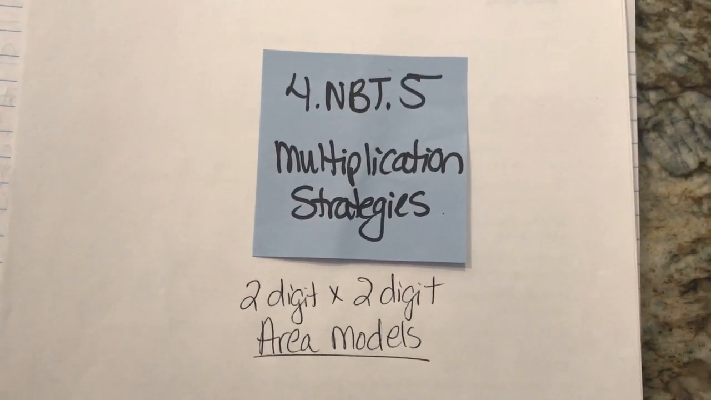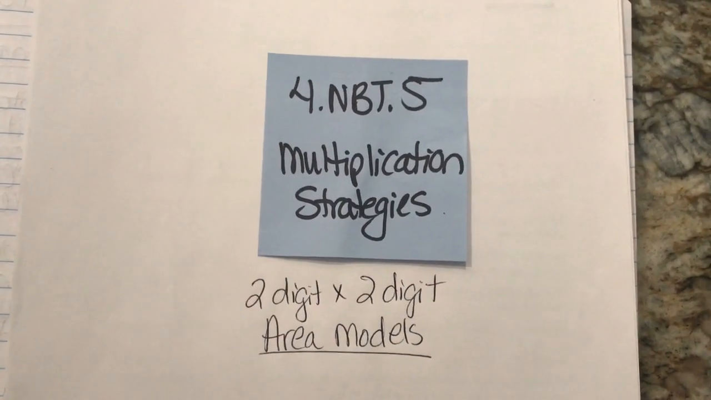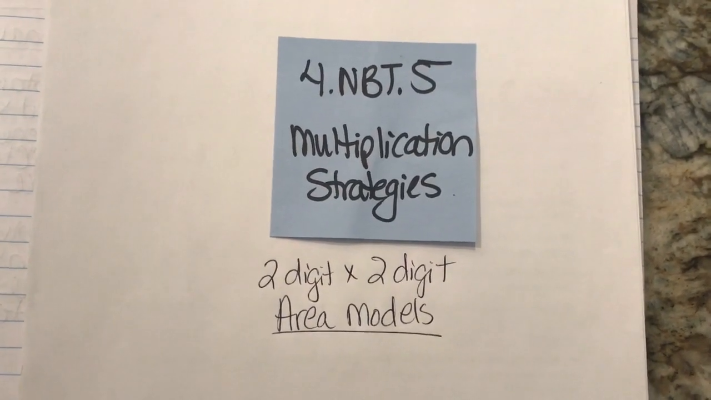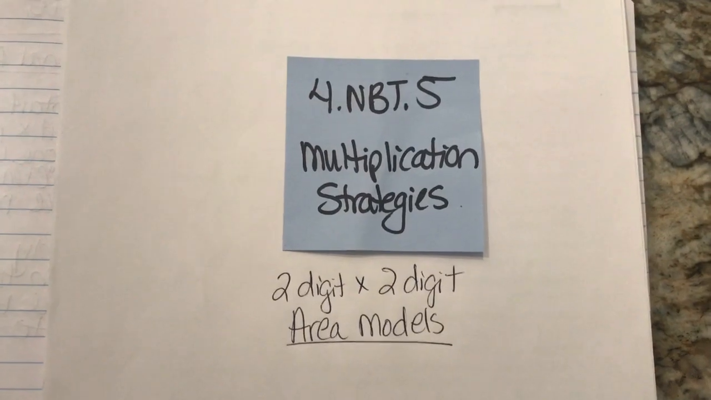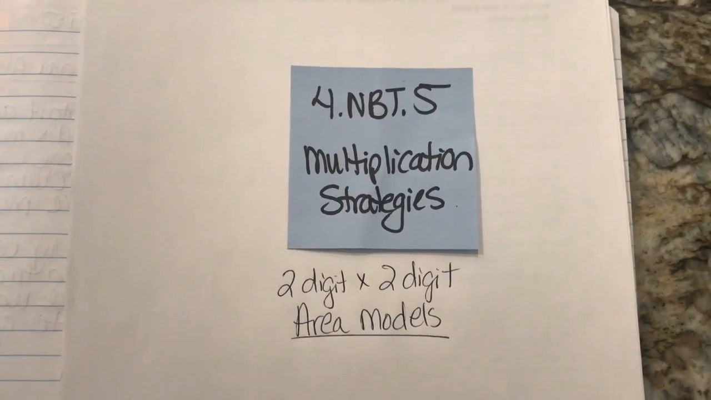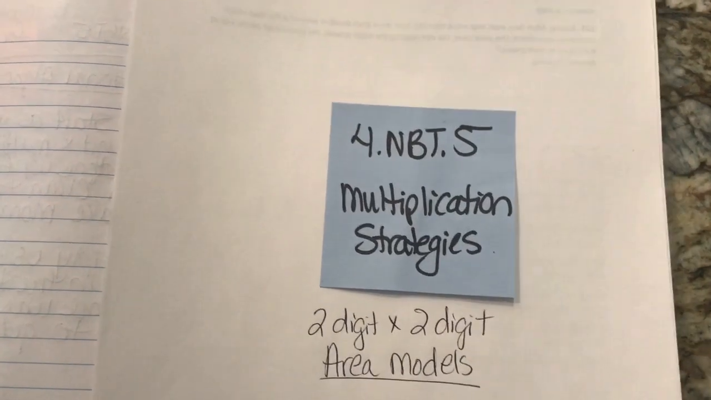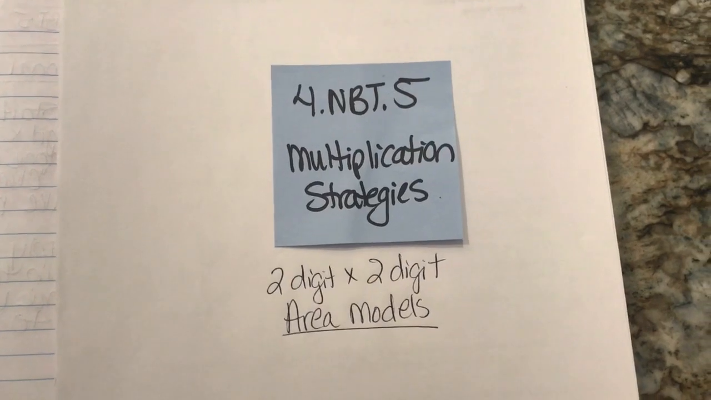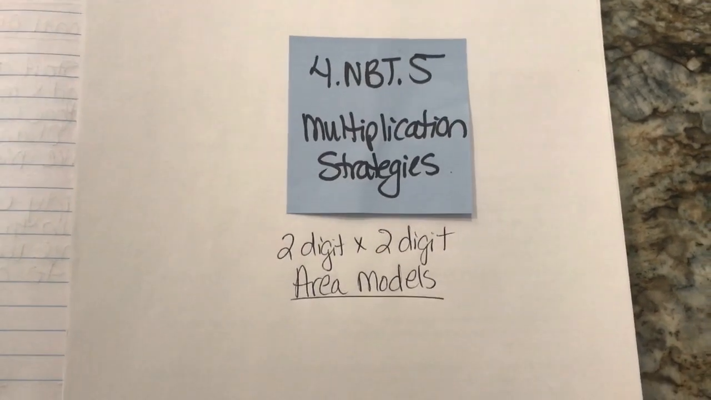Hello, I'm here to talk about 4.MBT5 again, multiplication strategies. This is two-digit by two-digit, but now we're talking about area models. So if you could go ahead and listen and learn the first time you watch the video, and the second time pause it where you need to copy your notes into your math notebook. And really for this, we're just doing some practice problems and going through it, so you definitely just need to practice these so you can get the hang of it, okay?